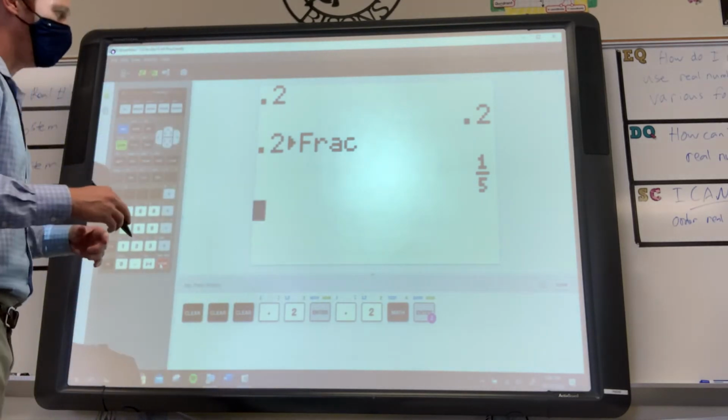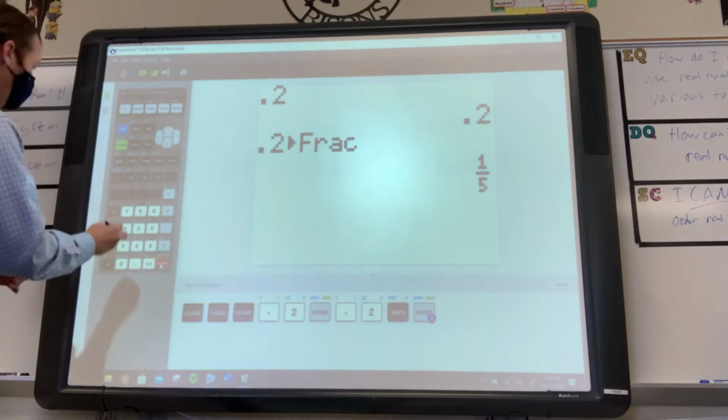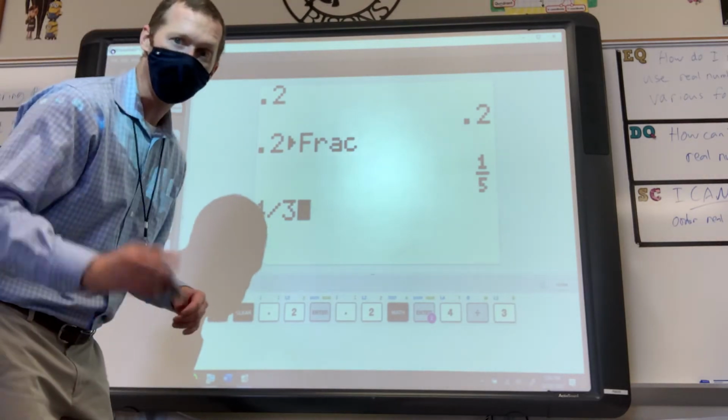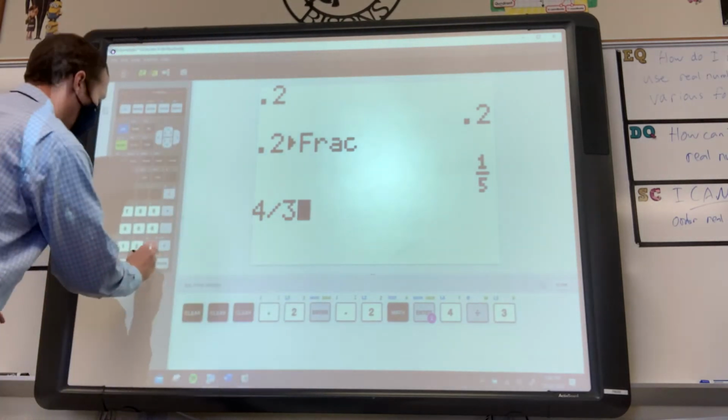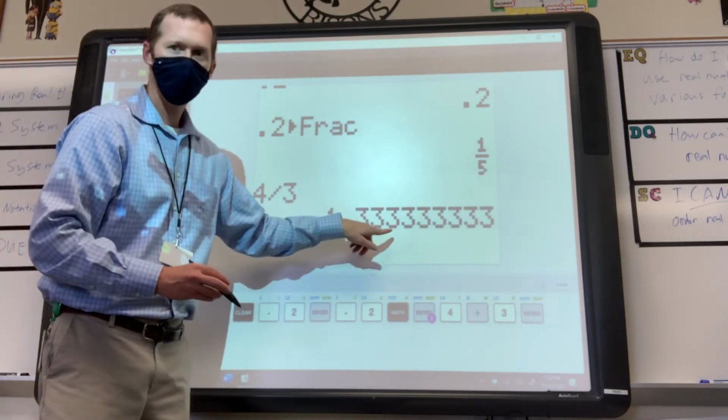Ms. Walton was talking about repeating numbers being rational. Here's what she meant. If I type in 4 divided by 3, can that be written as a fraction? Well, I just did. But what if I press enter? Look at what it tells me. It tells me 1.33333333.